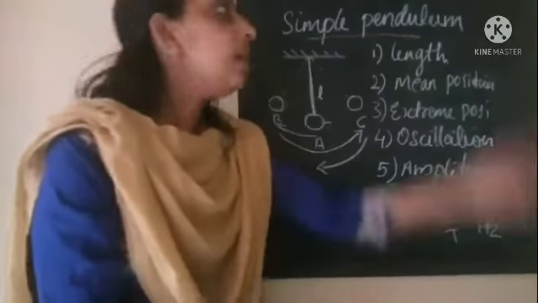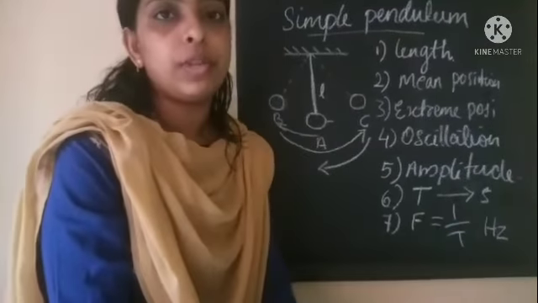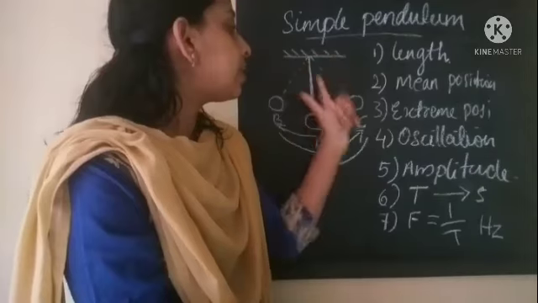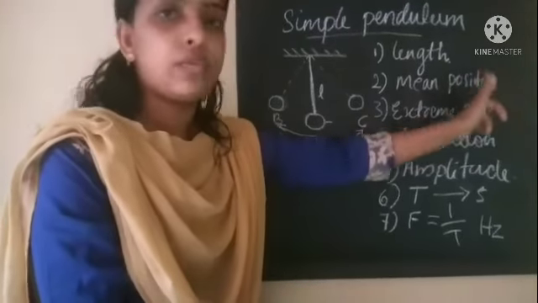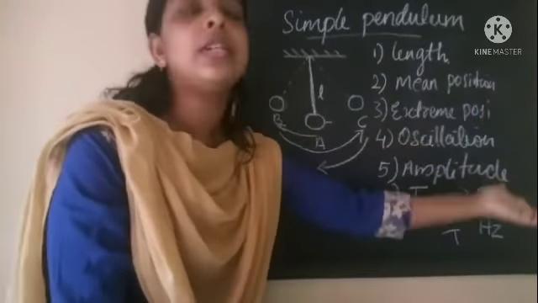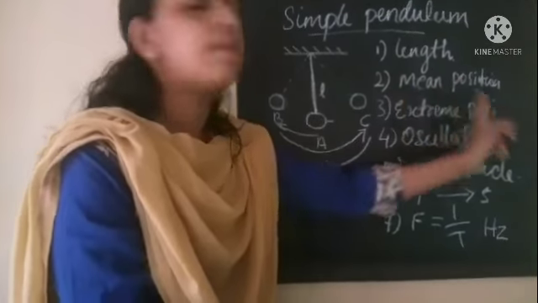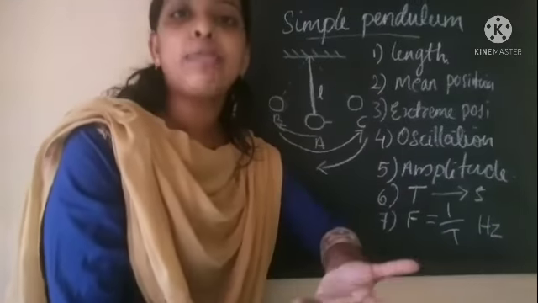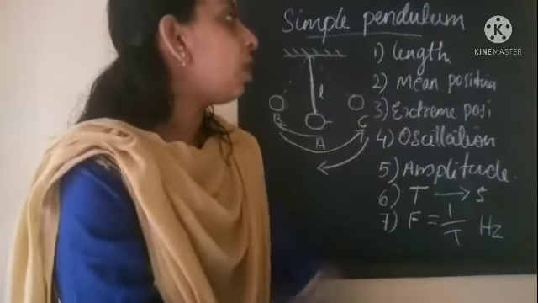Okay, now the terms related to simple pendulum. First term is length of the pendulum. The length from the point of suspension to the middle of the bob is considered as the length of the pendulum, and usually it's denoted by the letter L. Okay, then second one is mean position. Mean position is the rest position of the bob.